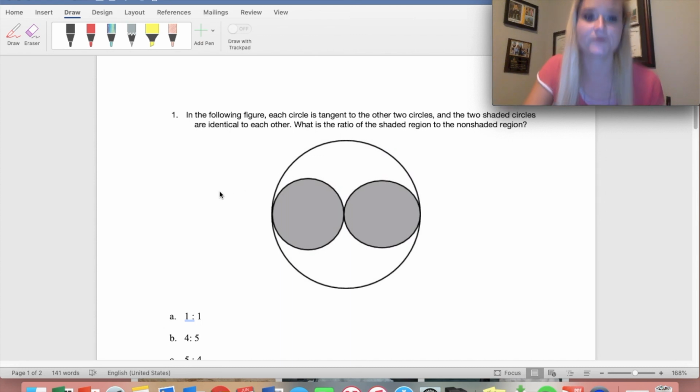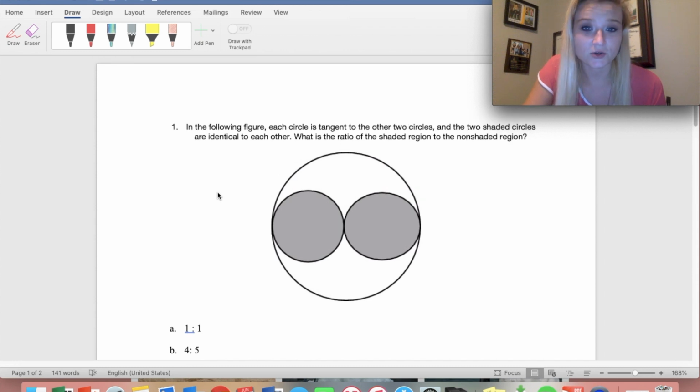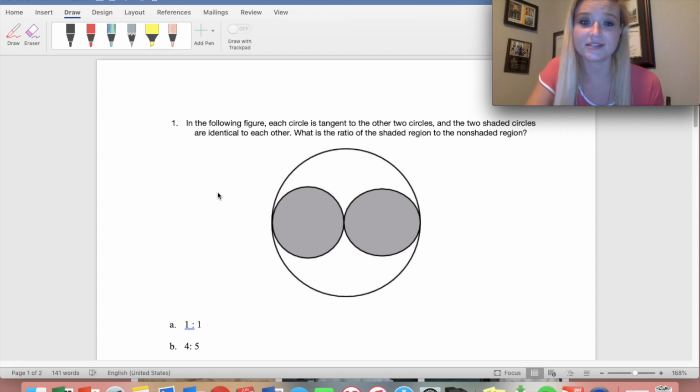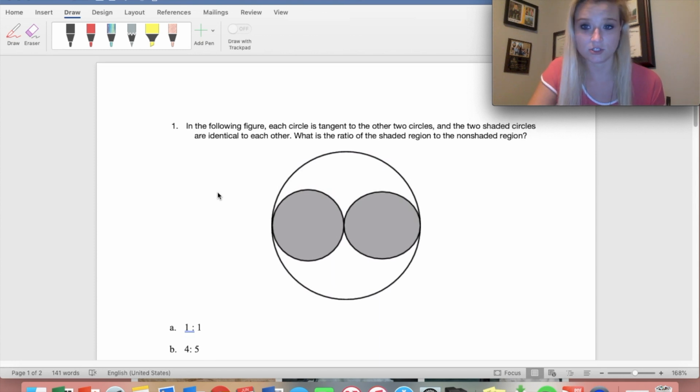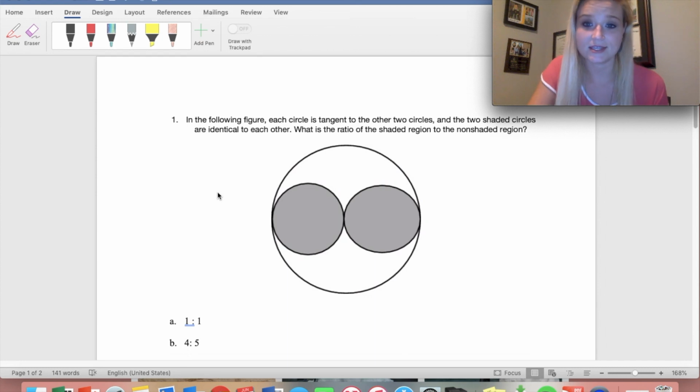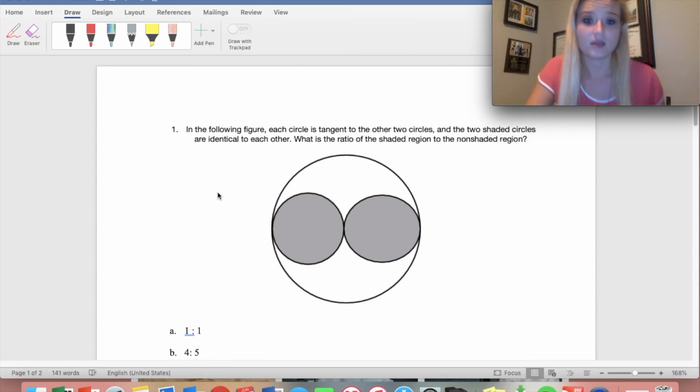So for number one, in the following figure, each circle is tangent to the other two circles, and the two shaded circles are identical to each other. What is the ratio of the shaded region to the non-shaded region? So this one's tough because they don't give us any numbers to work with at all. So we are just going to make up our own.